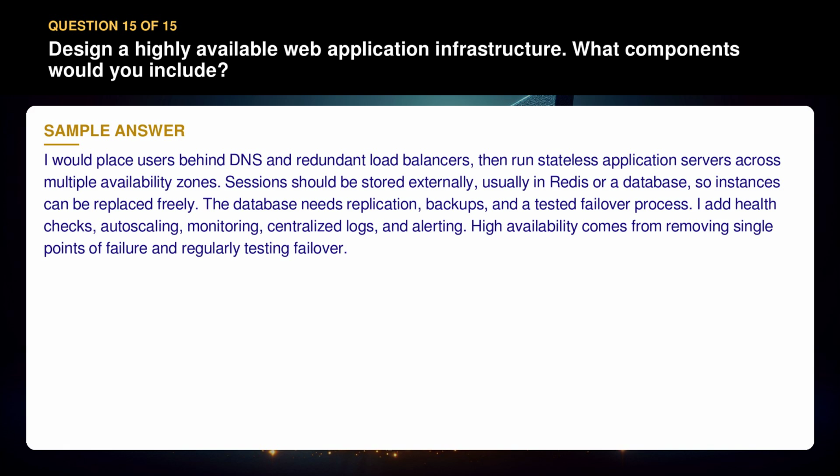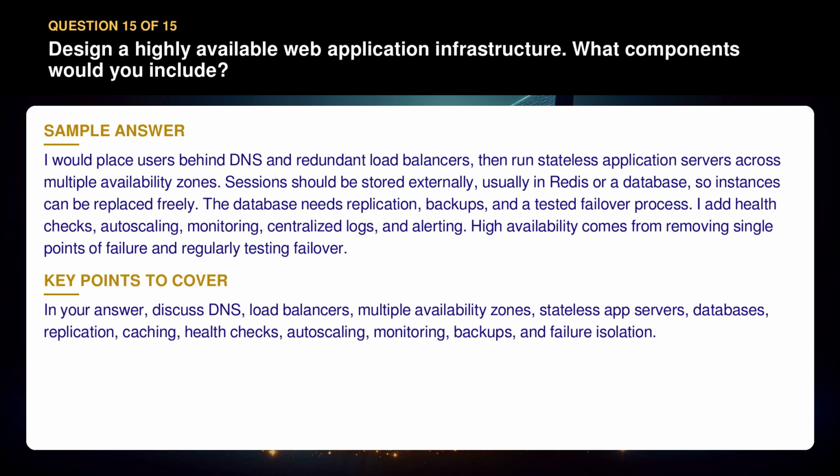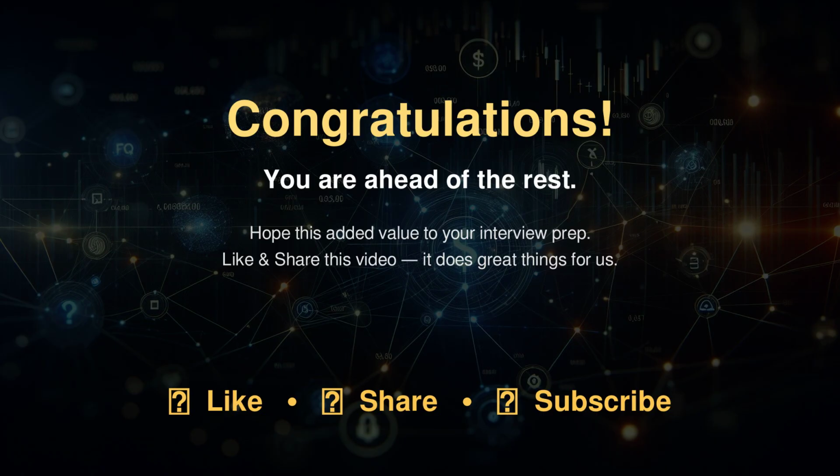The database needs replication, backups, and a tested failover process. I add health checks, auto-scaling, monitoring, centralized logs, and alerting. High availability comes from removing single points of failure and regularly testing failover. In your answer, discuss DNS, load balancers, multiple availability zones, stateless app servers, databases, replication, caching, health checks, auto-scaling, monitoring, backups, and failure isolation.